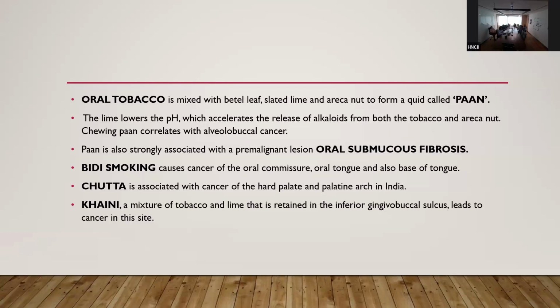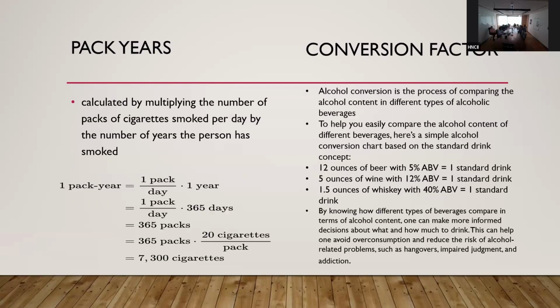So pack years is calculated by multiplying the number of packs of cigarettes smoked per day by the number of years the person has smoked. So you can say that one pack year is one pack per day for 1 year. That is equivalent to one pack per day for 365 days, or 365 packs, that is 20 cigarettes each. There are generally 20 cigarettes in a pack. So the patient has approximately smoked 7,300 cigarettes in a year. So that is one pack year.